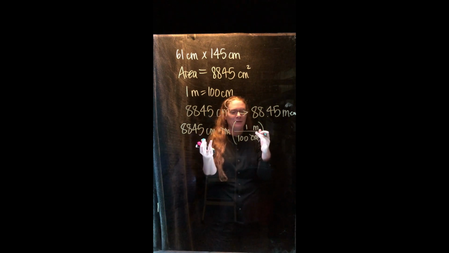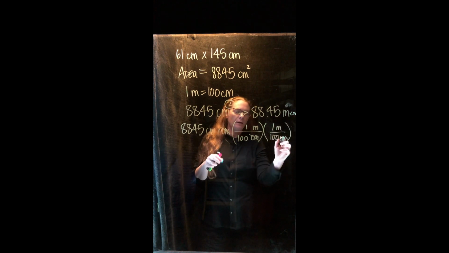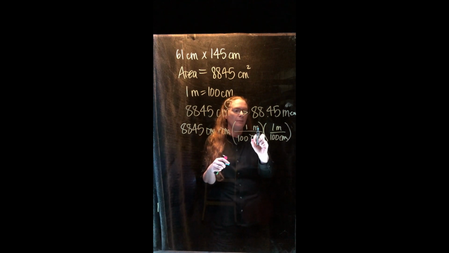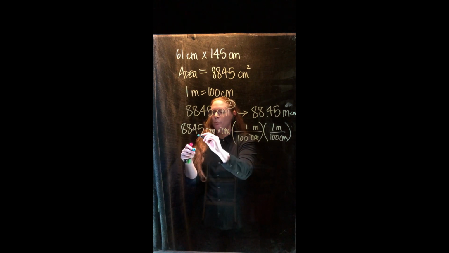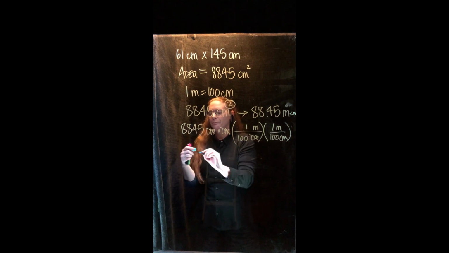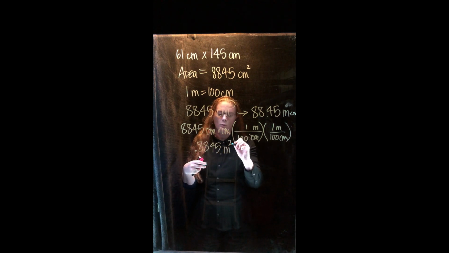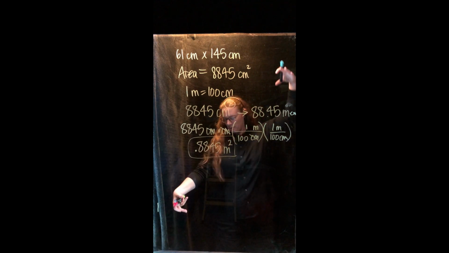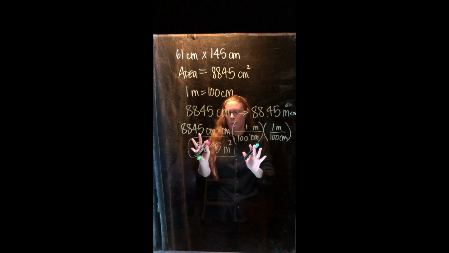So how do I get to meters? Well, I do this again. So 1 meter, 100 centimeters, because then this centimeter cancels with that centimeter. I'm left with a meter on top times a meter. I'm left with meters squared. So I'm going to take this decimal point over 2 more places, and I get 0.8845 meters squared. All right, is that more reasonable? A little less than this for a kitchen counter. Absolutely. That is totally reasonable.